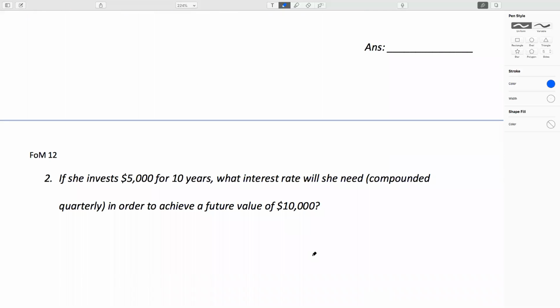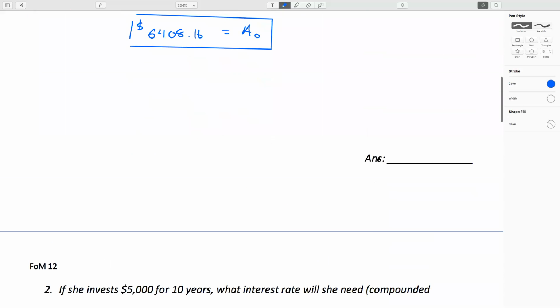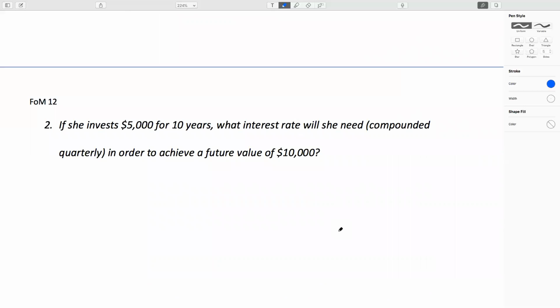All right, let's try one more of these questions for today. I guess we should write our answer in here. A naught equals $6,408.16. All right, if she invests $5,000 for 10 years, what interest rate will she need compounded quarterly in order to achieve a future value of $10,000?